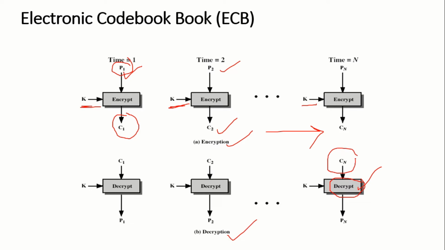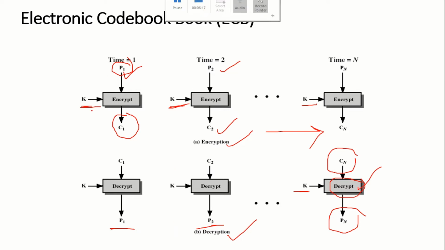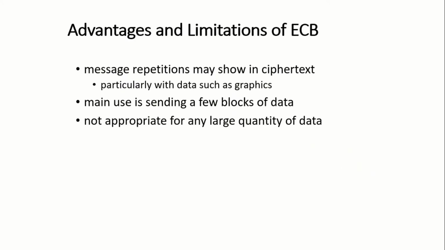It will take the ciphertext block as the input, and with the help of the key it will generate the plain text block. Fine. And that is how we will be generating each and every plain text block, and at last we get the whole message. So that is the working of electronic codebook mode, right?